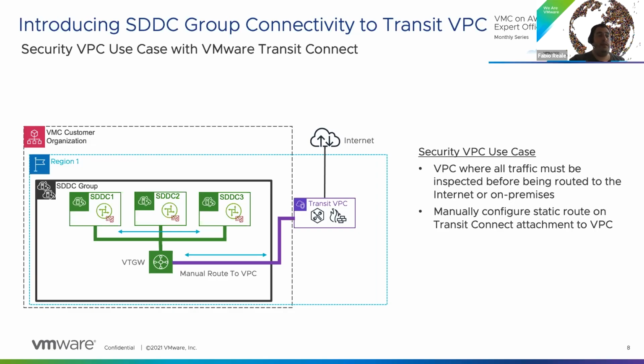So the Transit VPC is just a container. It's just a VPC that you are going to create in your AWS account. A VPC is a logical container where you can define networking, where you can deploy services or whatever. In this case, we're using a VPC with multiple elastic network interfaces, and you can manage all the routing on that VPC. That means you have full control of your traffic. The security VPC is one of the most important use cases.